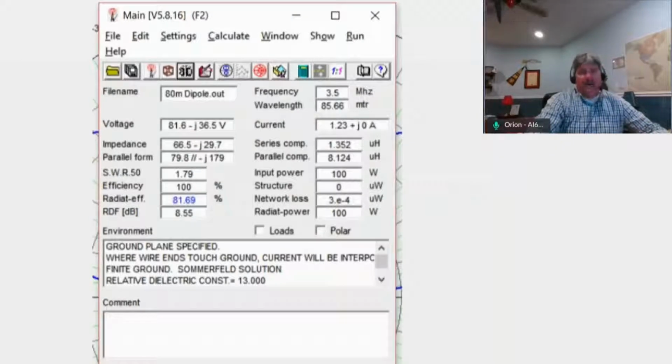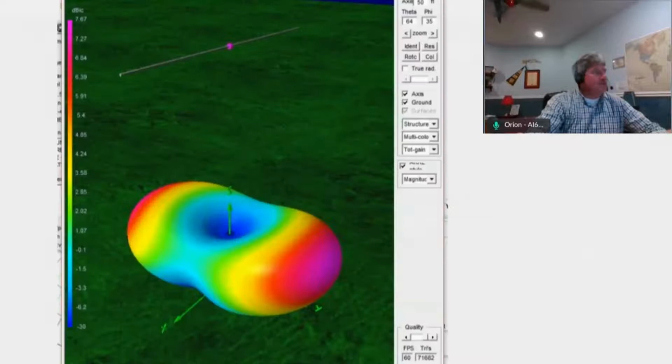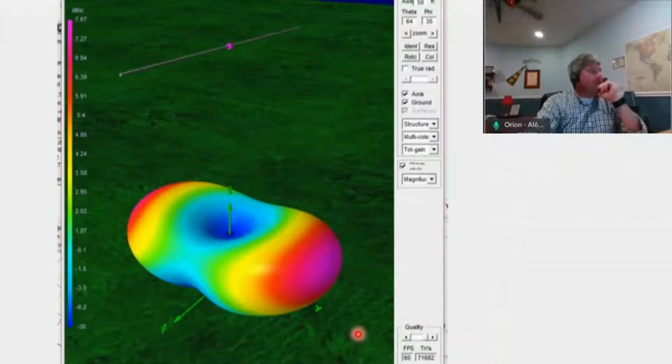Now, one of the things that I love about antenna modeling is I am a visual kind of guy, and I like to be able to see things in 3D, and that is what the model can do. And what you see here is a 3D model of what the radiation pattern looks like. And you can see right here, the red, this is where your maximum gain is. And the blue right there in the middle is your minimum gain.